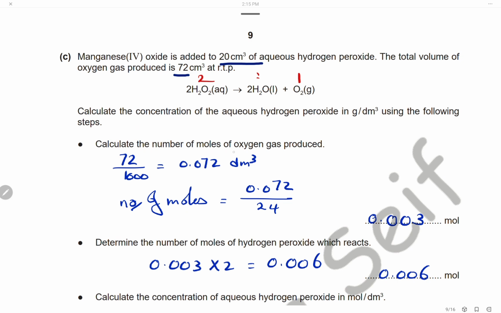First, calculate the number of moles of oxygen produced. We have the volume of oxygen, so first we will convert it to decimeter cube. Then, to get the number of moles of oxygen, we will divide the volume by 24. This is the number of moles for gases. The volume divided by 24, so the number of moles will be 0.003 moles of oxygen.